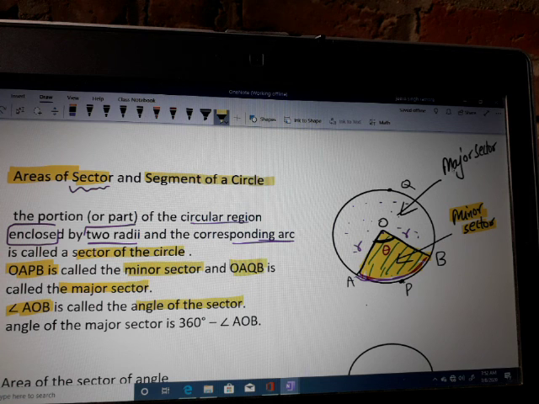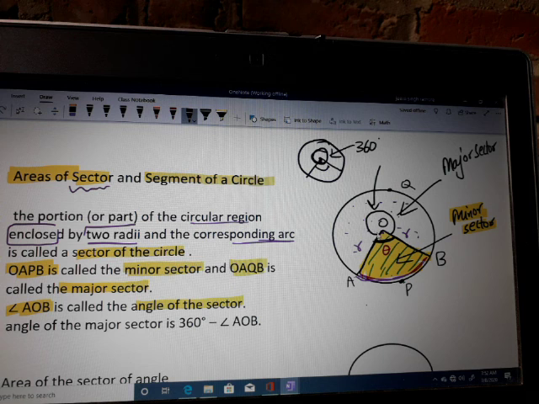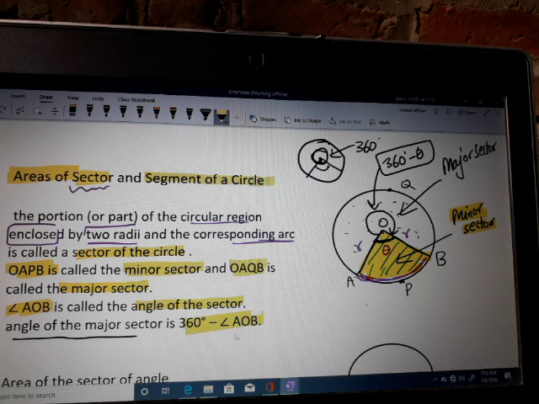So what is the angle of the major sector? You know the angles around a point on the circle. What is the angle around this point of the circle? This complete angle equals 360 degrees. You subtract this angle, so you will get this exterior angle, that is equal to 360 minus this angle theta. The angle of the major sector is given by 360 minus this angle AOB, that is theta. I hope you understand this concept easily.